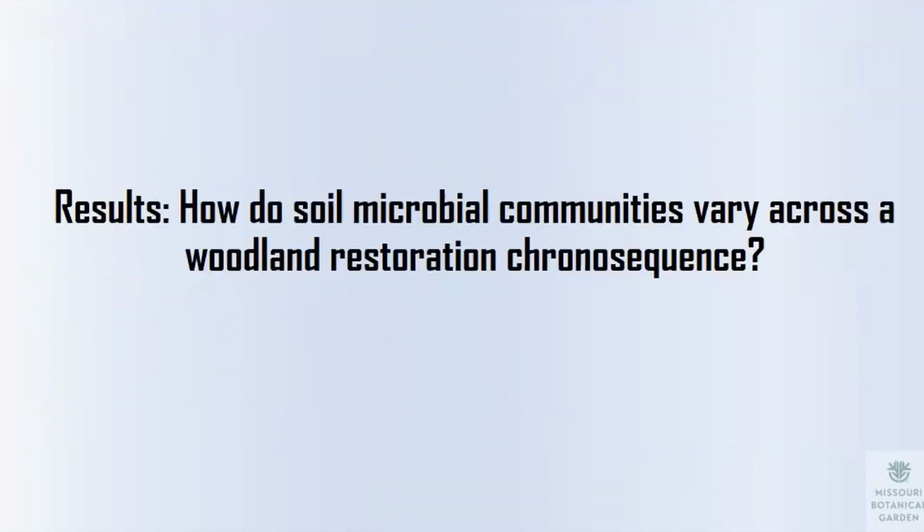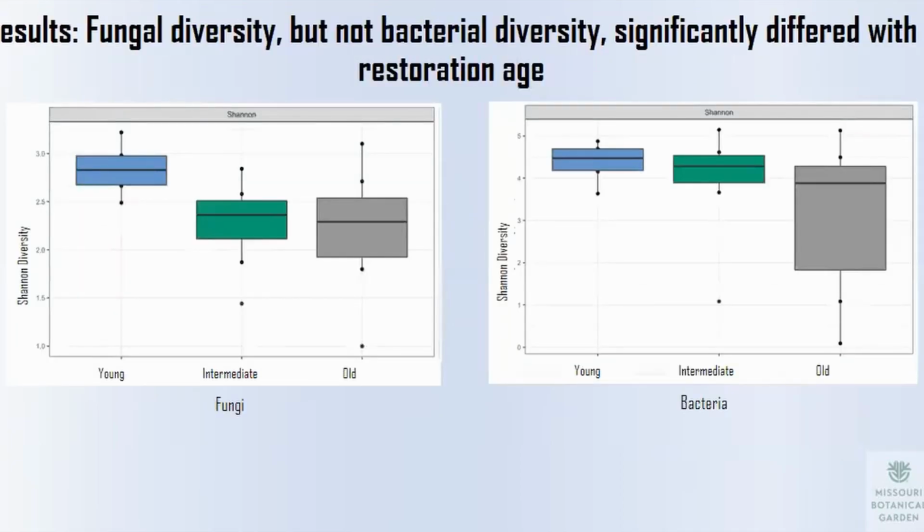But how do their soil microbial communities vary? Well, fungal diversity, first off, was significantly different. We saw significantly higher fungal diversity in the young restored site compared to the intermediate and old. However, bacterial diversity did not vary. So across all sites, there was no difference in the diversity of these taxa.